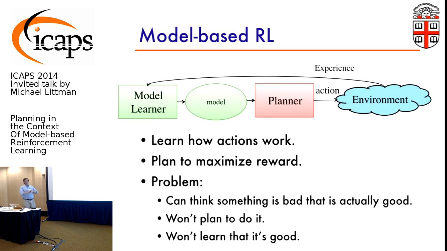So this is all well and good, and in some sense, we have a community, like the machine learning community, that studies the learning piece, and we have the ICAPS community studying the planning piece, so, problem solved. The thing that makes this hard, I think, mainly, is that the system can think something is bad that's actually quite good. And if it thinks it's bad, it won't plan to participate in that part of the state space, and therefore won't learn that it actually is good. And there's a lot of examples of this.